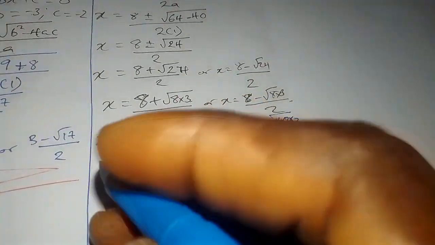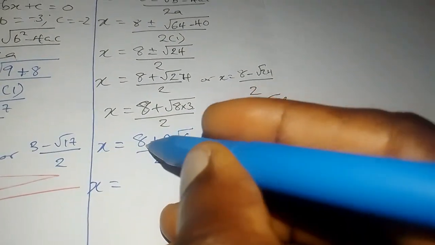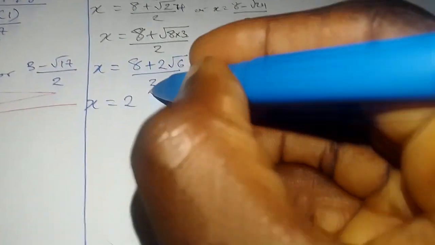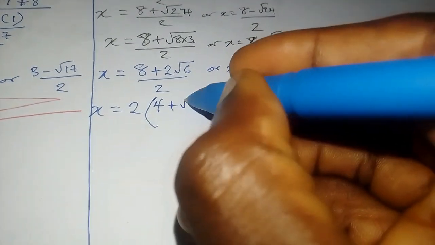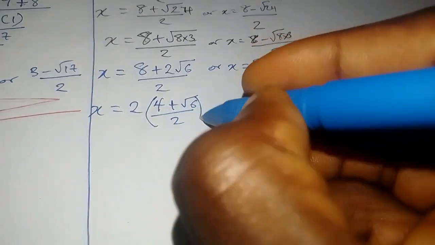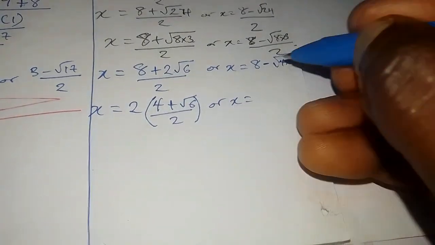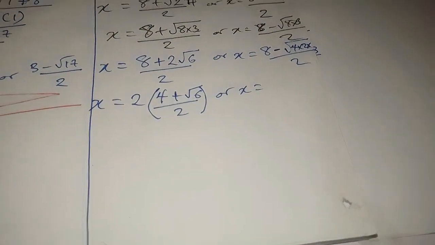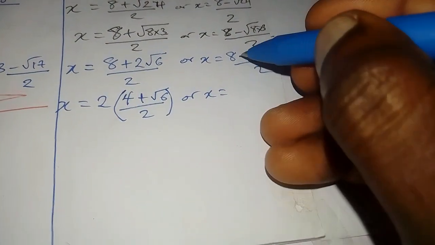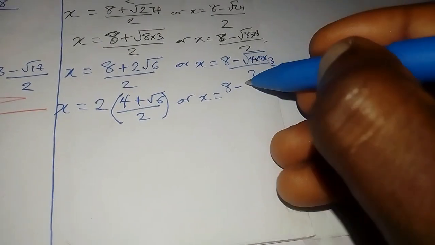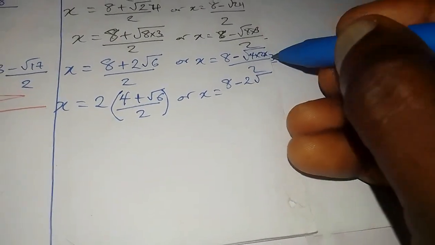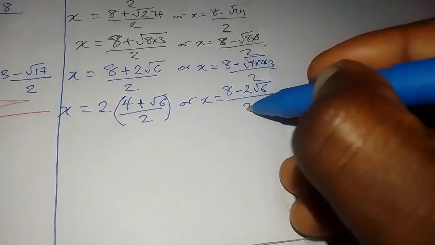So from here we can say that we have what? x should be equal to, 2 is common, 2 into brackets 4 plus root 6 divided by 2, or x should be equal to, 2 is also common to everything. Oh, 2 is not yet common. 8 minus what's the square root of 4? 2. Root 2 times 3, 6, divided by 2.